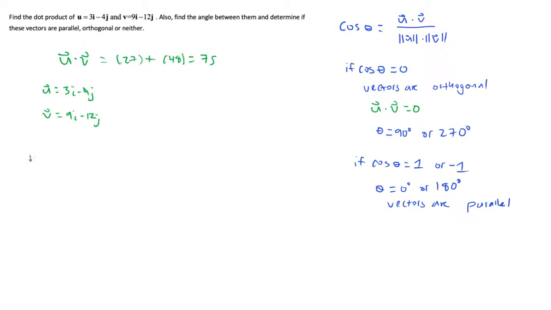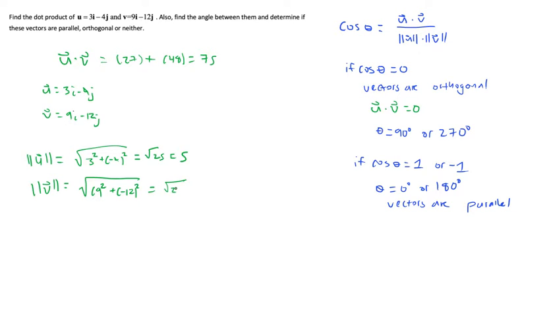So then what is the magnitude of u? The magnitude of u is the square root of 3 squared plus negative 4 squared. Hopefully these numbers look a little bit familiar, right? 9 plus 16 is 25. So we get 5 as the magnitude of u. And then for the magnitude of v, we'll do the same thing. Basically just the Pythagorean theorem, we get 9 squared plus negative 12 squared. Okay, well, 9 squared is 81. 12 squared is 144. Add them together to get 225. So the square root of that is 15.